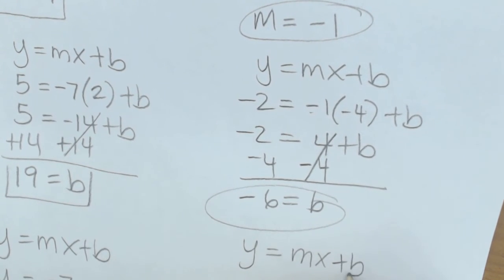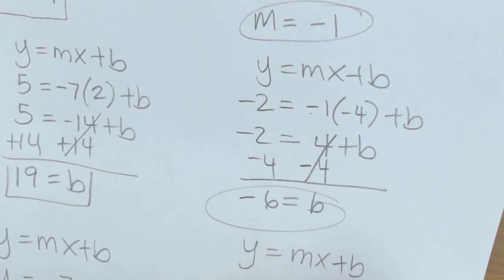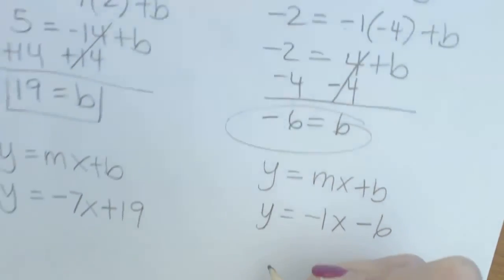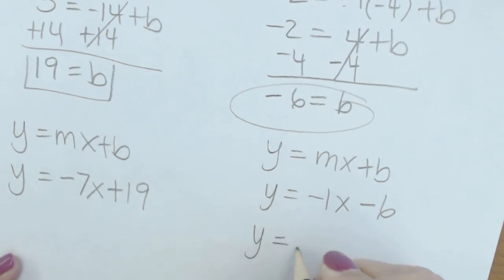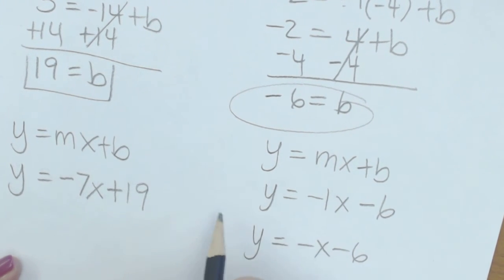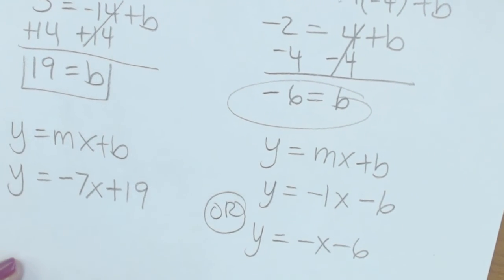Y equals mx plus b. Our m is negative 1x, and our b is minus 6. And yes, here you go. You can rewrite that as y equals negative x minus 6. I'll accept either one. Either one is fine.